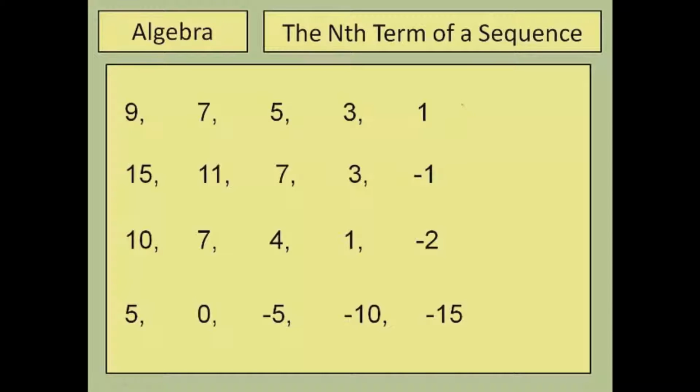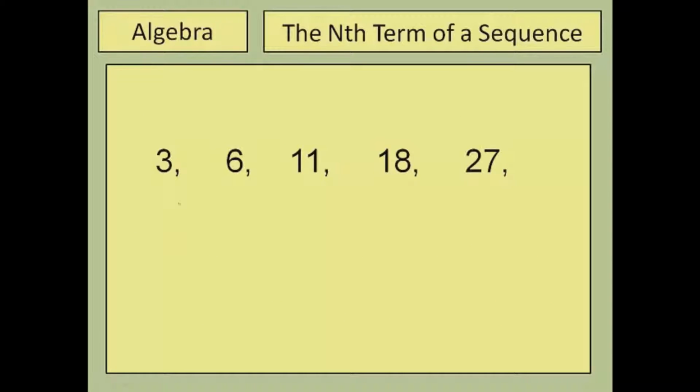Okay, here are the answers. This first sequence is going down in 2s, so it's minus 2n, and it happens to be minus 2n plus 11. This next one is going down in 4s, so it's minus 4n and plus 19, which is what you need to do to get to our sequence from the minus 4 times table. And minus 3n and plus 13, and finally minus 5n plus 10.